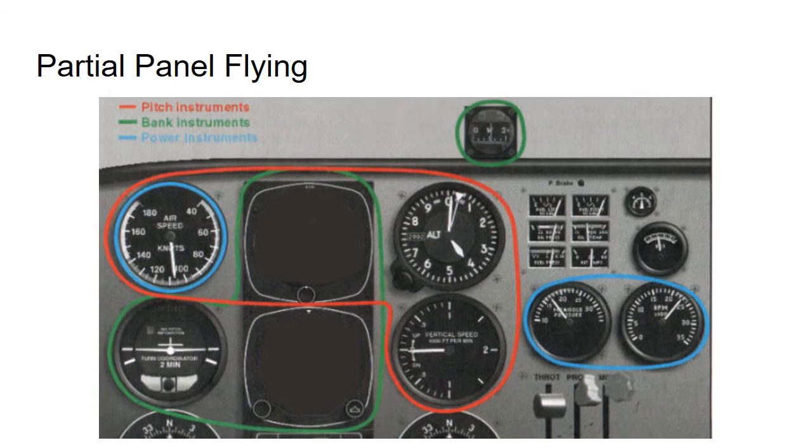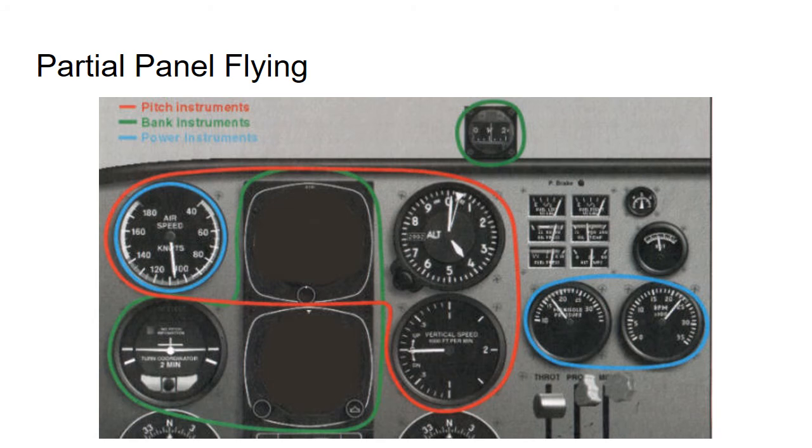The most common partial panel situation in the small aircraft we fly is the loss of the vacuum-powered instruments, which are the attitude and heading indicators. You should immediately inform ATC if this happens, even if the aircraft is under control and you feel comfortable handling the situation. Apply gentle, precise control inputs to compensate for the lag in the instruments.